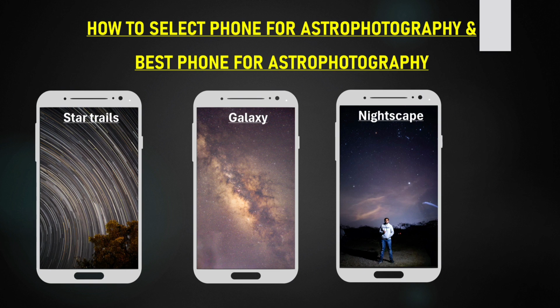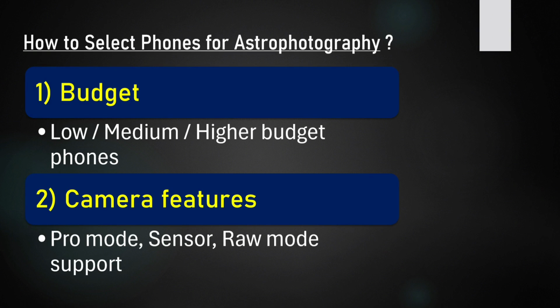For selecting a phone for astrophotography, there are two main important points. First is the budget, and the budget depends upon every individual. The second is the camera features. You can see over here pro mode, sensor, raw mode support, time burst mode, and many other features. So let's first begin with the budget portion.